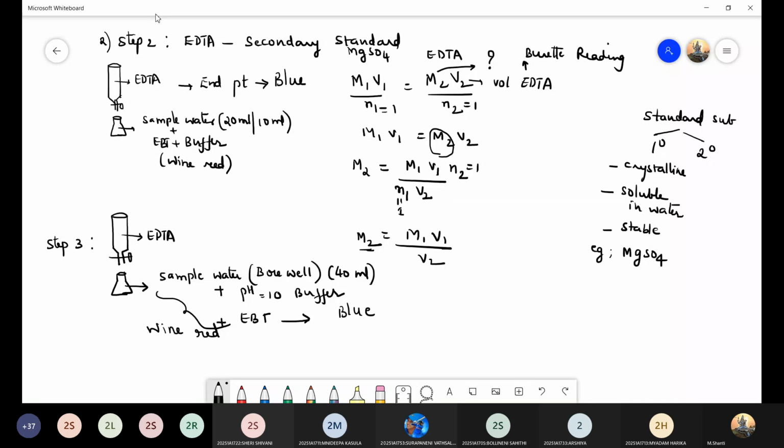Fine. So how to calculate the molarity of this hard water? Here we have the equation M3 V3 by N3 equals M2 V2 by N2. We want to find the molarity of the hard water or the sample water. What is V3? V3 here is taken as 40 ml, N3 remains 1, and M2 is what we have already obtained from step 2. V2 is the burette reading.